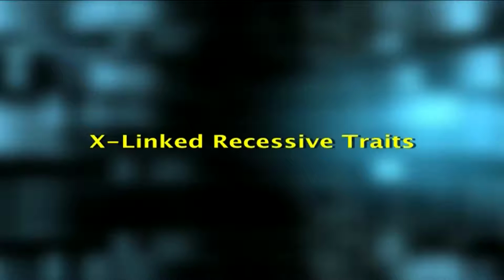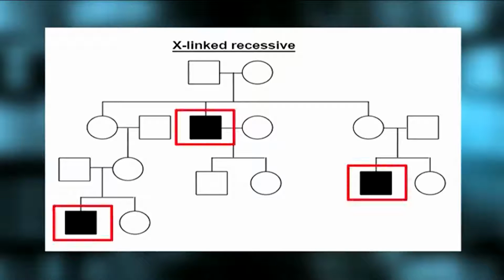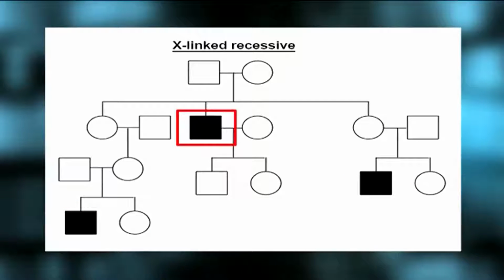In case of X-linked recessive traits, males are more affected than females. Number 2, affected sons are usually born to unaffected mothers, thus the trait skips generations. Approximately half of carrier mothers' sons are affected. It is never passed from father to son. All daughters of affected fathers are carriers.